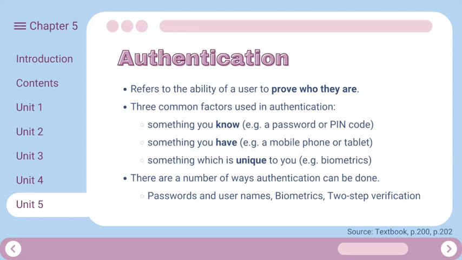Authentication refers to the ability of a user to prove who they are. There are 3 common factors used in authentication. First, something you know, for example, a password or PIN code. Second, something you have, for example, a mobile phone or tablet. Third, something which is unique to you, for example, biometrics. There are a number of ways authentication can be done, such as passwords and usernames, biometrics, and two-step verification.